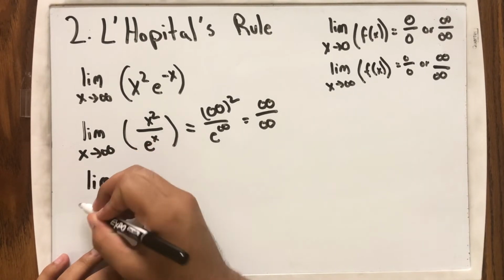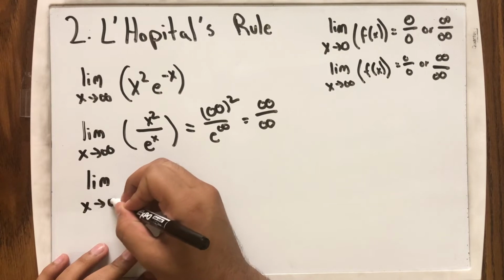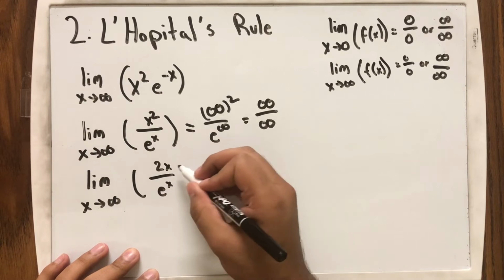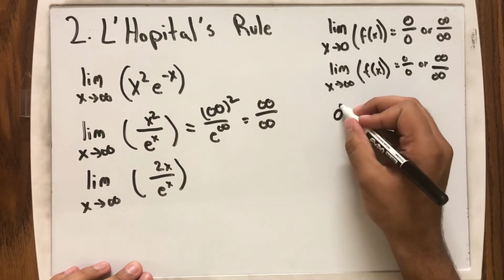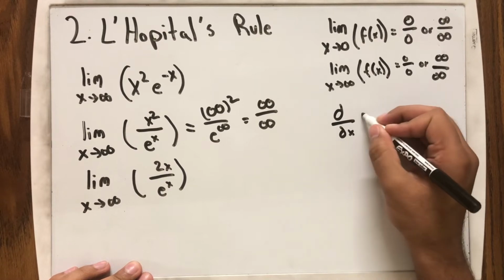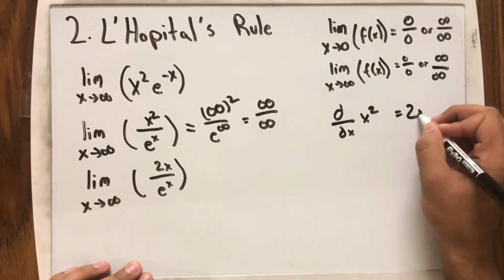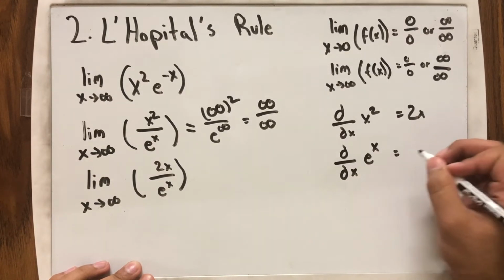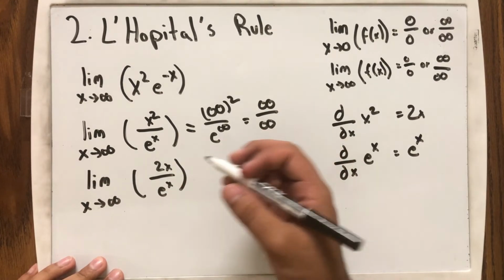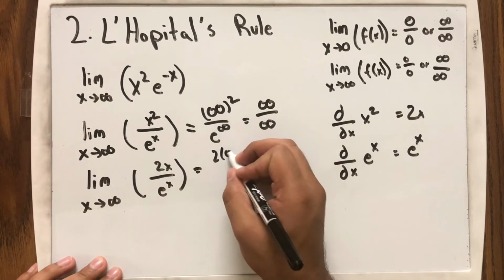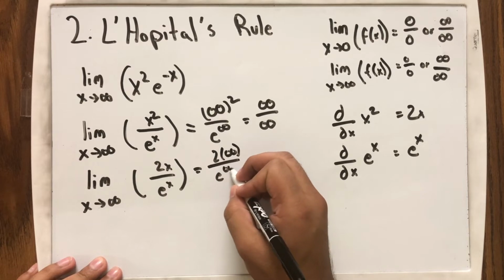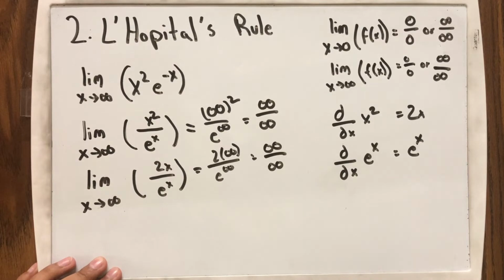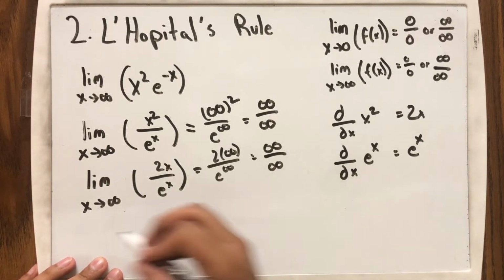So the limit as x approaches infinity will now be 2x over e to the x when taking the derivative, because the derivative of x squared is equivalent to 2x, and the derivative of e to the x is equivalent to e to the x. Now if you plug in infinity to there, it becomes 2 times infinity over e to the infinity, which would just be infinity over infinity yet again. So that means we can do L'Hopital again for this function.